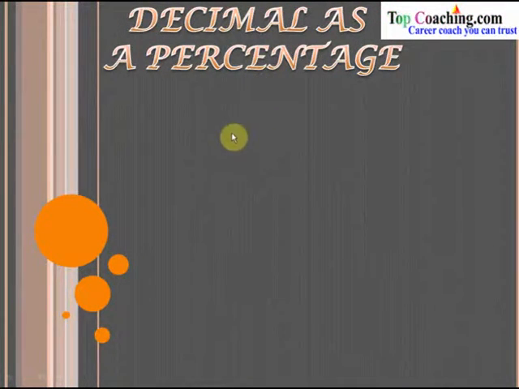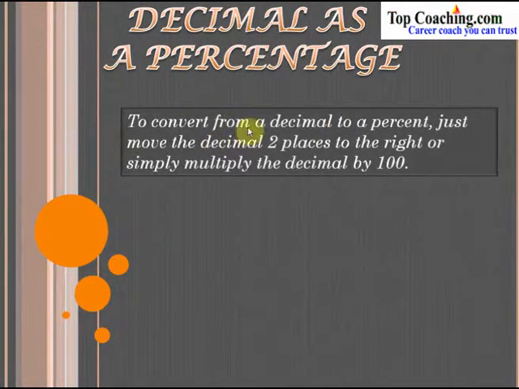Now, decimal as a percentage. Let's see how to express a decimal as a percentage. To convert from a decimal to a percent, just move the decimal 2 places to the right, or simply multiply the decimal by 100. So whenever you have to convert a decimal number into a percent, either move the decimal 2 places to the right, or in other words, multiply the number by 100.